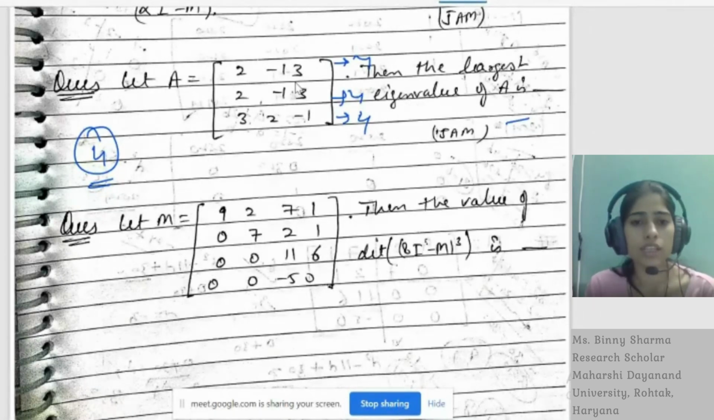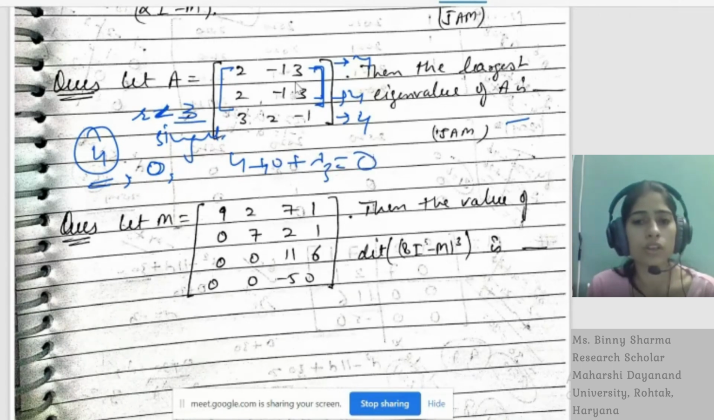And you can see these two rows are the same. So rank is less than 3. That is, it is a singular matrix. At least one eigenvalue will be 0. Okay. Now 4 plus 0 plus lambda 3 equals the trace of the matrix, that is 2 minus 2, that is 0. So lambda 3 will be minus 4. So the eigenvalues of this matrix will be 4, minus 4 and 0. Now we have to find the largest eigenvalue, that will be 4.